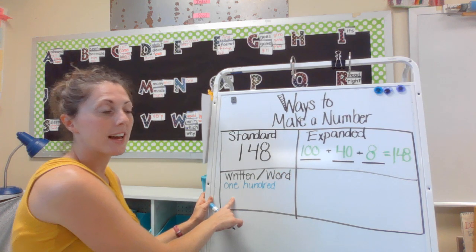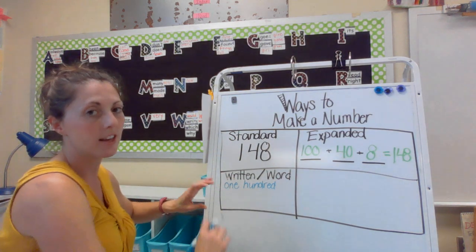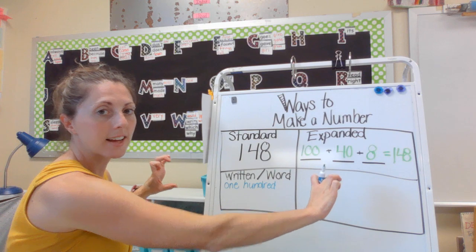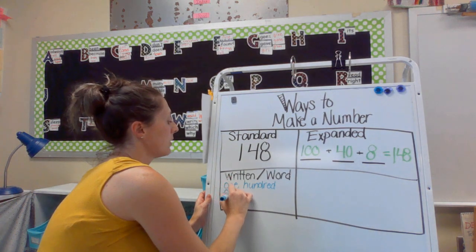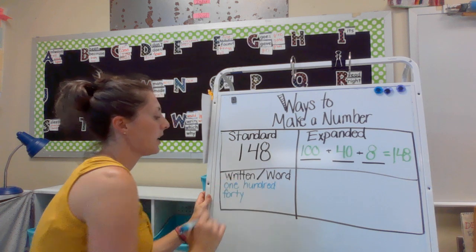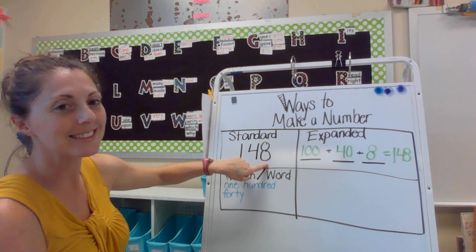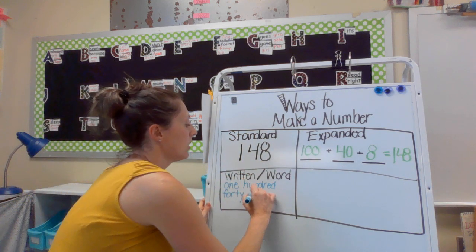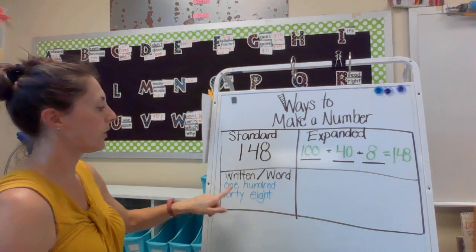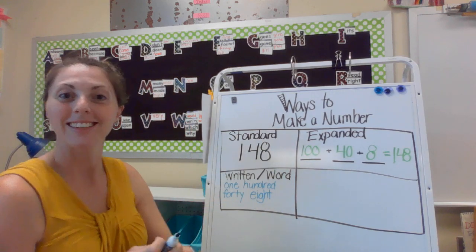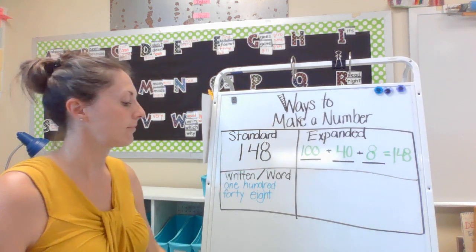Just because I'm doing that doesn't mean that each digit gets its own line, okay? It can be written all side by side. I'm just running out of room. So I'm going to write 40 right here. 148. Well, the last word is 8. 148. Ta-da! I've done written or word form.